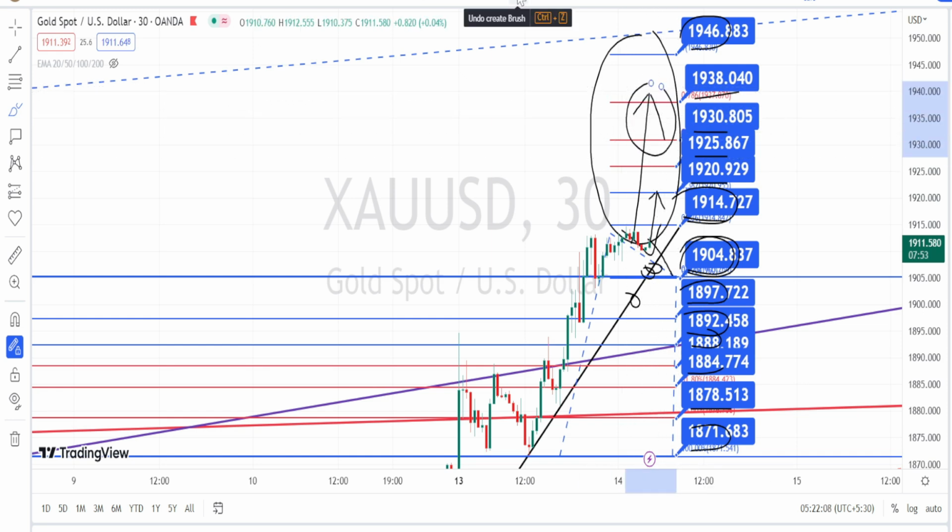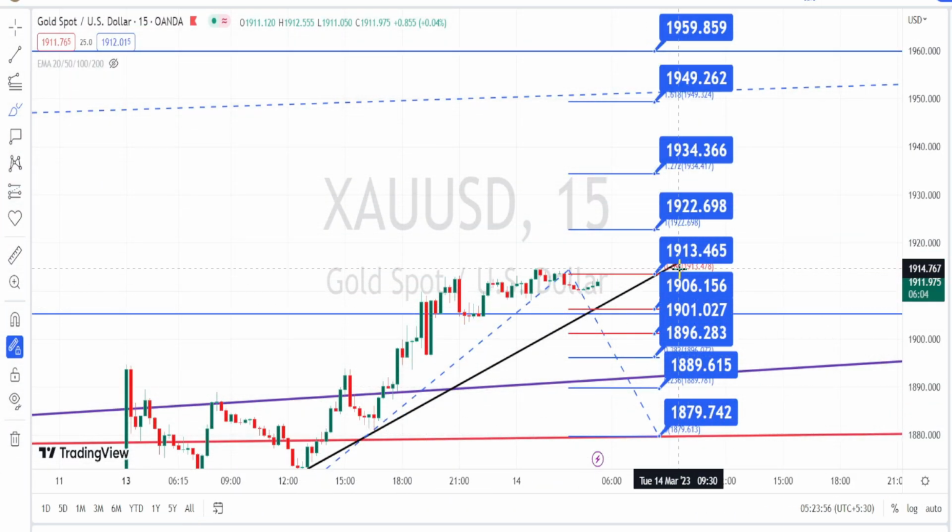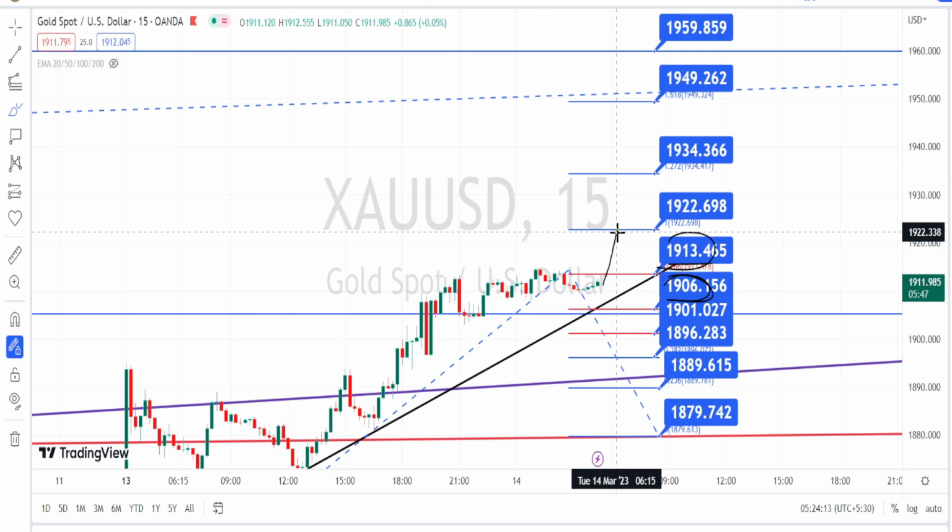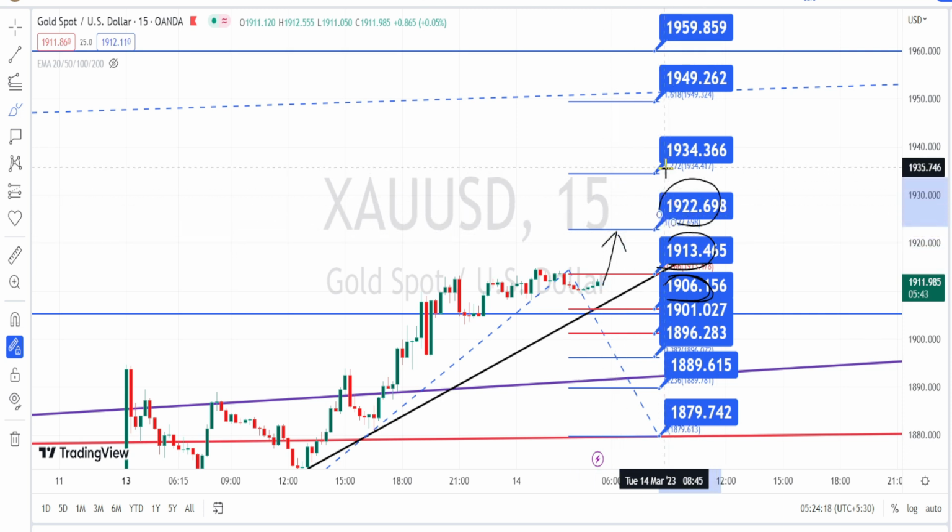Let us mark the support and resistance levels for the 15 minutes time frame. So the values within these blue color boxes are the resistance levels and support levels for the current price action in the 15 minutes time frame. Currently the price action is trading between the resistance level of 1913 and support level of 1906. Once this resistance level is broken, the next levels of resistance are going to be around 1922, 1934, 1949 and 1959.